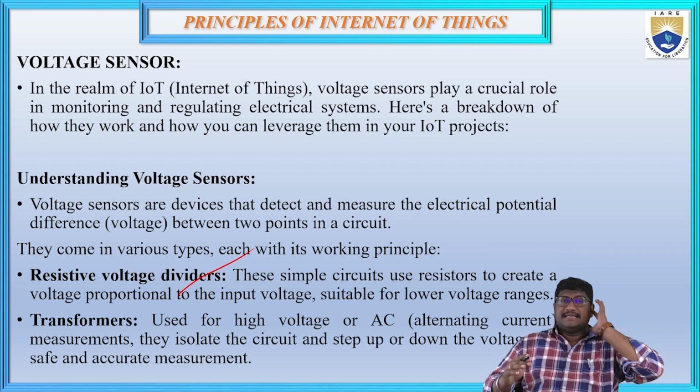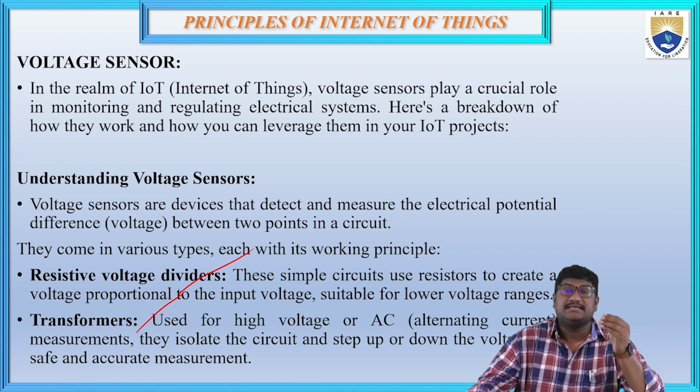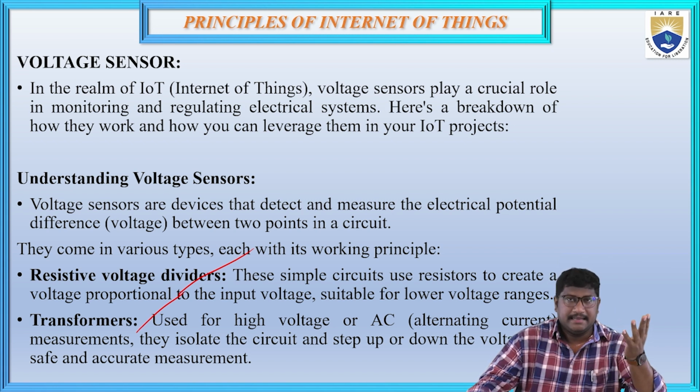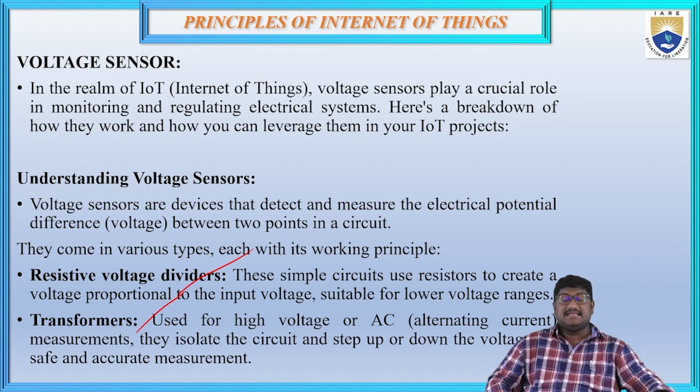which is suitable for lower voltage ranges. And coming to the transformer, I can tell you one thing: transformers are going to be utilized in the voltage sensor. Here we are going to use the high voltage sensor for AC, which is alternating current, for measuring things where we are isolating the circuit by stepping down or up, depending on our requirement. And based on the voltage factor, we need to take safety measures. We need to follow accurate measurement whenever we are designing the things.